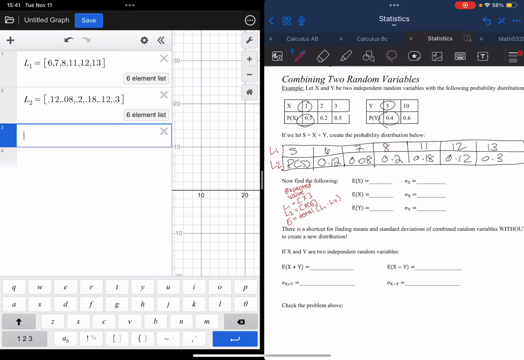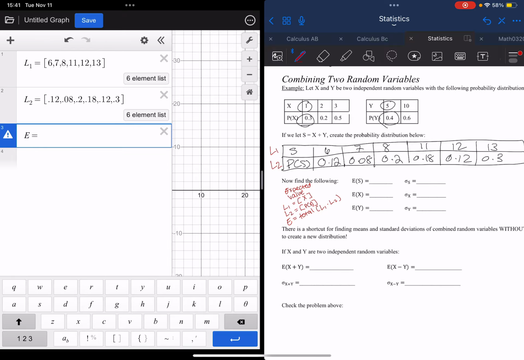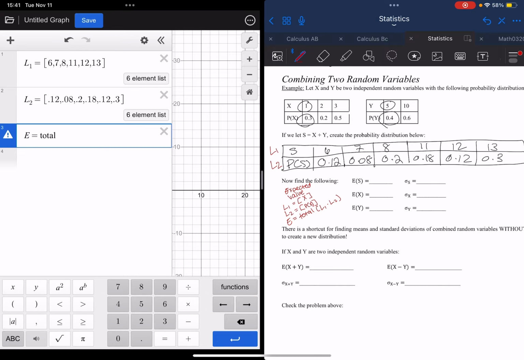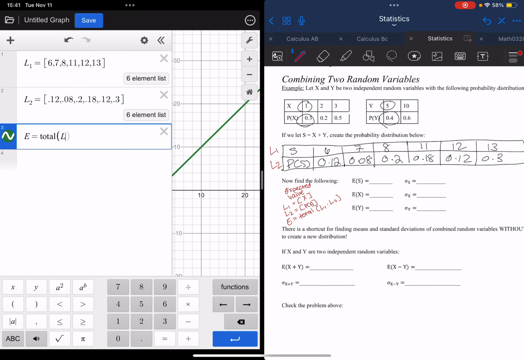So then on the next line I'm going to do E is equal to, and then I'm going to write total, and then I'm going to put parentheses, and then I'm going to do L1 times L2. Okay, and that gives me 10.2. So that's what I'm going to write here, 10.2.